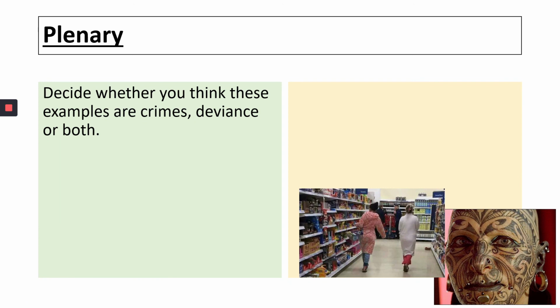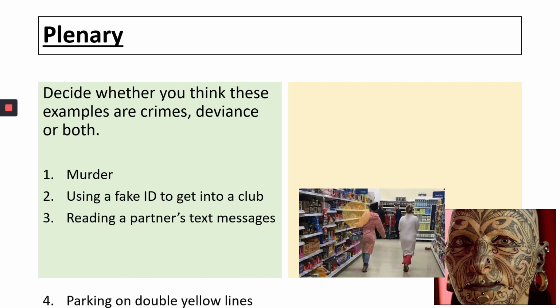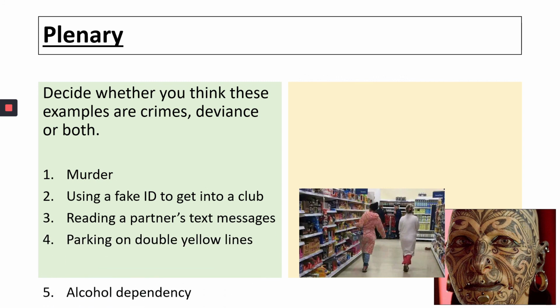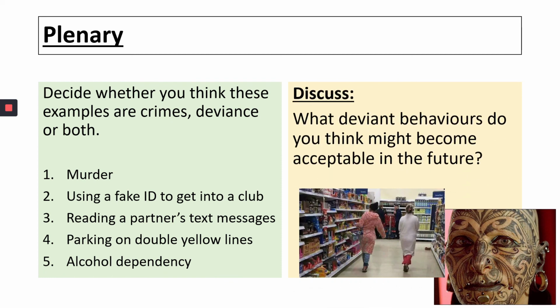So for the plenary, I want you to think about whether these examples are crimes, deviance, or both. So murder, using a fake ID to get into a club, reading a partner's text messages, parking on double yellow lines, or alcohol dependency. Also think about what deviant behaviours that we currently have, what ones do you think might become more acceptable in the future? Is there anything that you think at the moment is frowned upon but slowly over time will become more and more acceptable?